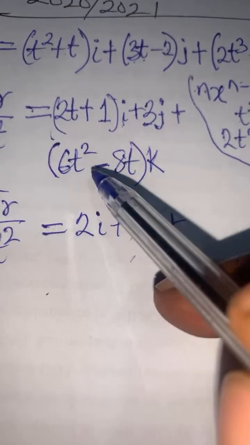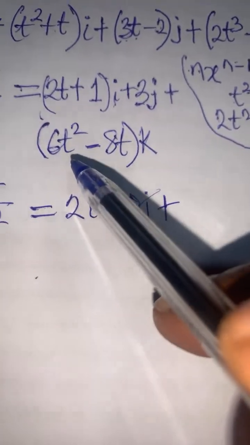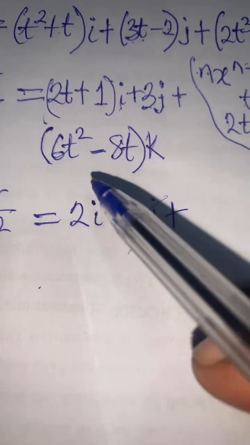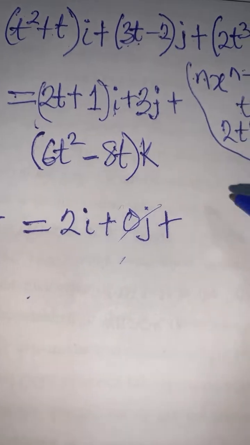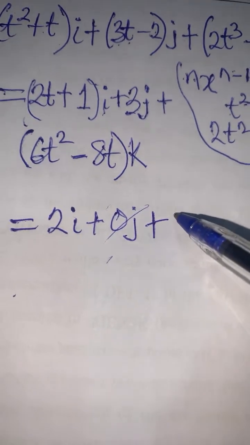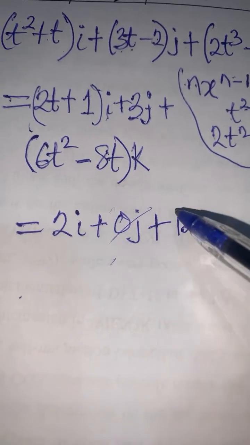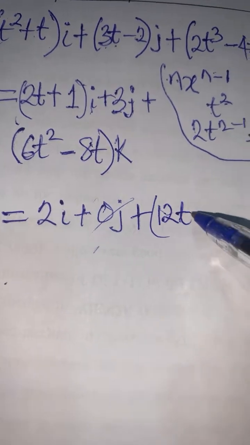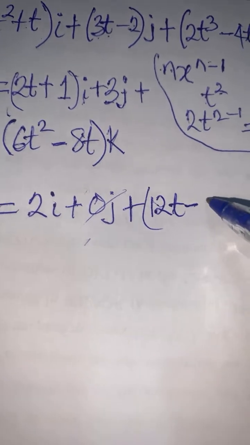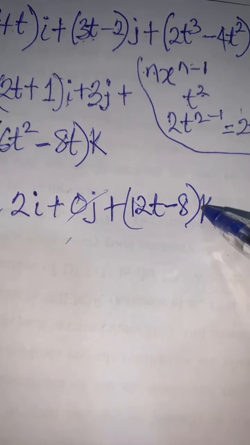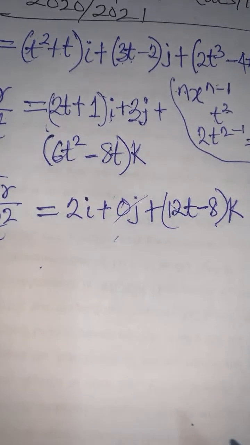So if that is clear, then we have plus. This third part, we have to differentiate this. Differentiation of 6t to the power of 2 is 12t. Minus differentiation of 8t, which is just 8, and then we have k attached to it. I hope this is clear.